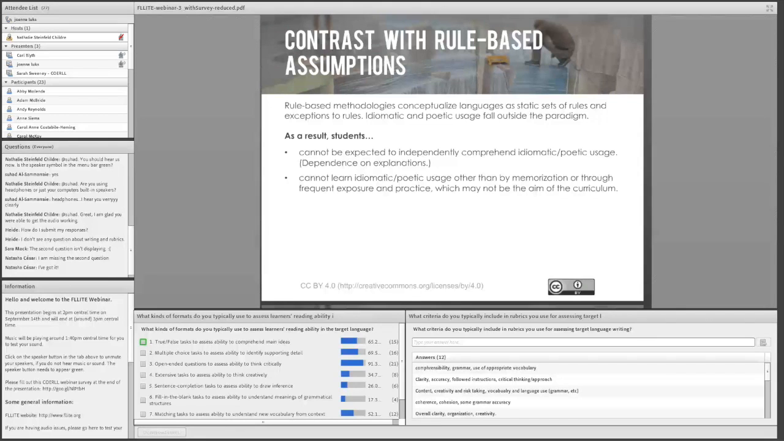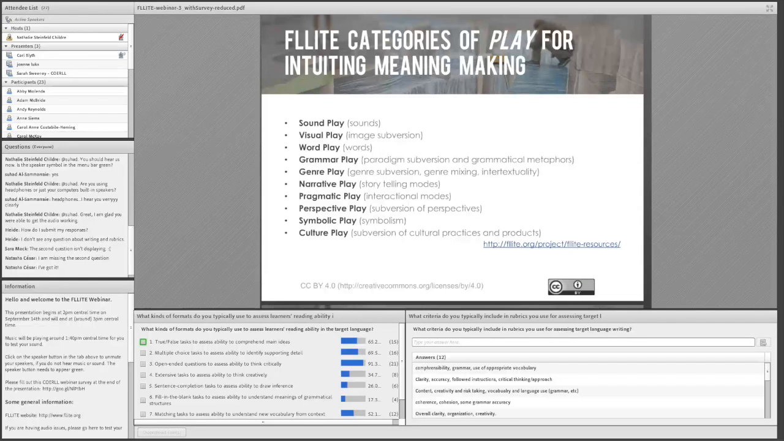And we do this by conceptualizing the kinds of mechanisms that are used for manipulating meanings and forms as categories of literary play. So these categories cover the full range of, let's say, dimensions of language: sounds, images, words, grammar. And here we talk about paradigm subversion and grammatical metaphors. Genre play that can involve intertextuality or genre mixing. Narrative play, which is similar to genre play, but more specific because there are so many different modes for storytelling. Pragmatic play involves interactional modes, perspective play, symbolic play, and culture play.